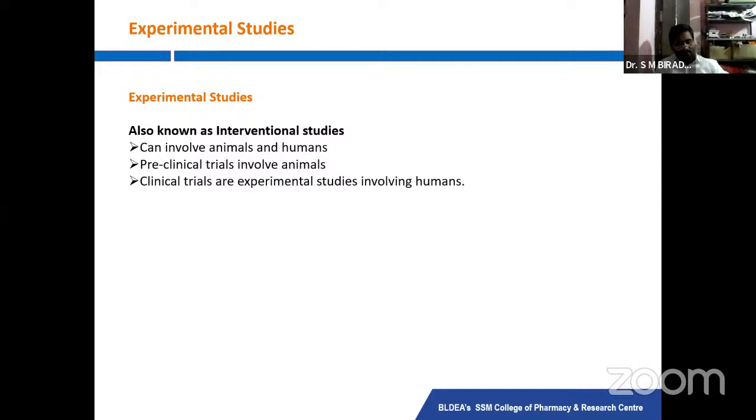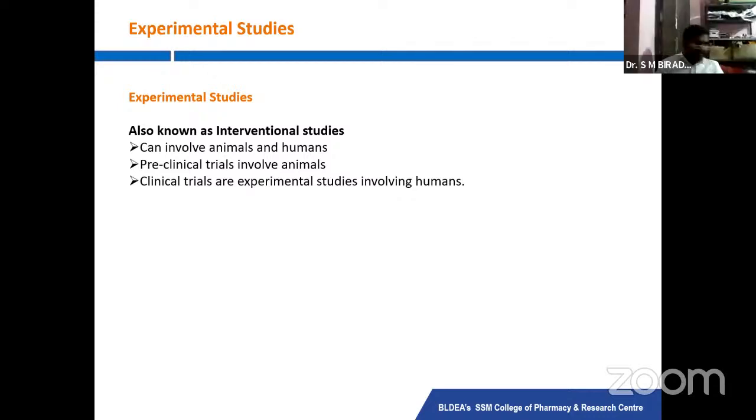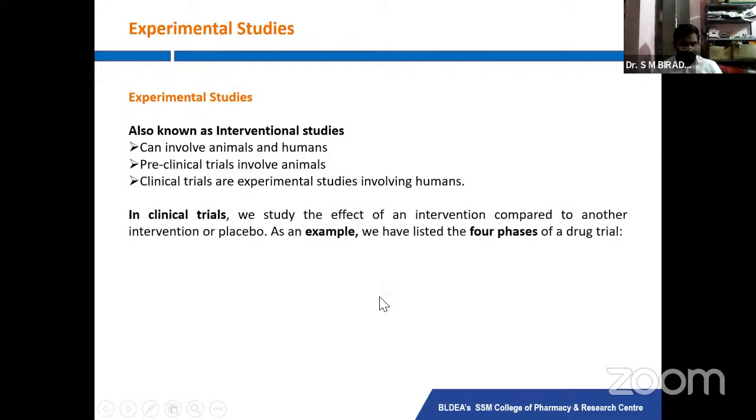In animal models, if you conduct an experimental study, we call it a preclinical study. If you conduct these experimental studies in human beings, we call them clinical studies or clinical trials. Preclinical trials involve animals, and clinical trials involve human beings. As the topic is clinically oriented, I'll be concentrating on the clinical trials only. We study the effect of interventions compared to other interventions or placebo.